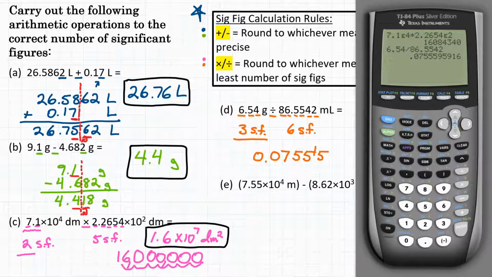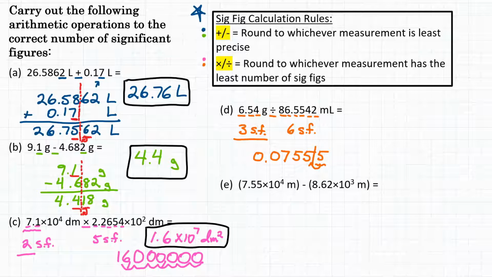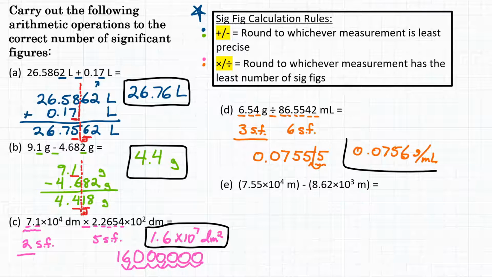So we have to stop at this point and ask ourselves, does the 5 here round up our third sig fig? Well, it is a 5, and anything 5 or higher does round up. So we will round our answer to 0.0756. And then for our units, we have grams divided by milliliters. So our units will be grams per milliliter. So final answer for D, 0.0756 grams per milliliter. All right, now for question E, last one.